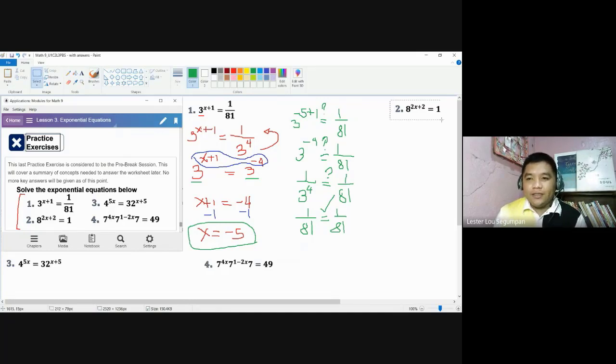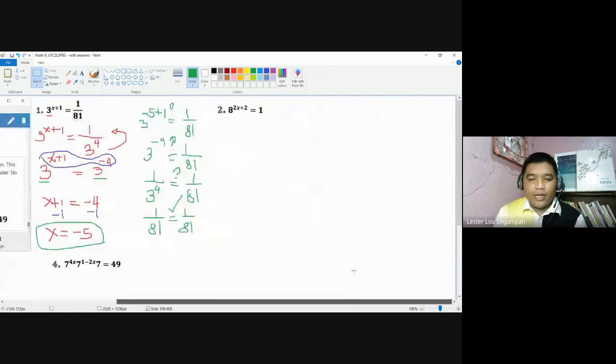Let's proceed to item number 2. When you look at item number 2, 8 here may be expressed as an expression with a simpler base, such as 2, because 8 can become 2 to the power of 3 or 2 cubed. However, 1 here is 1. How do we reconcile this problem?